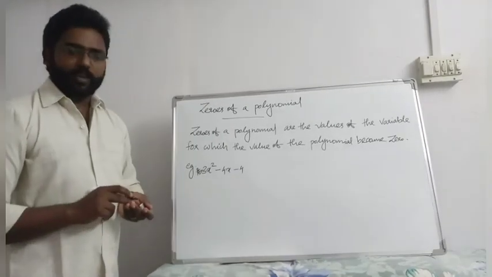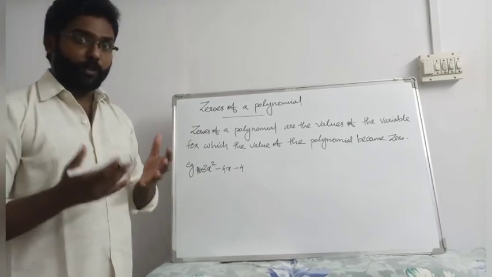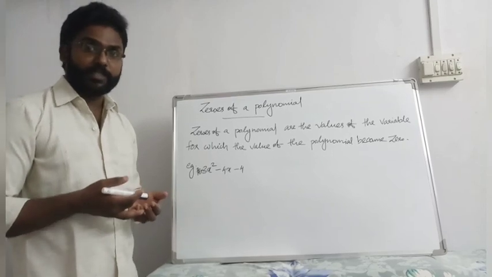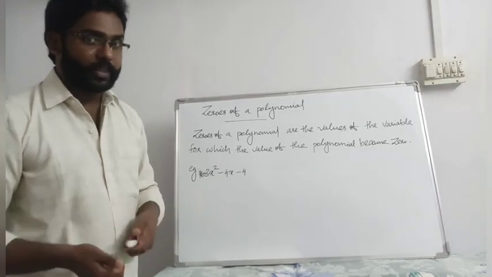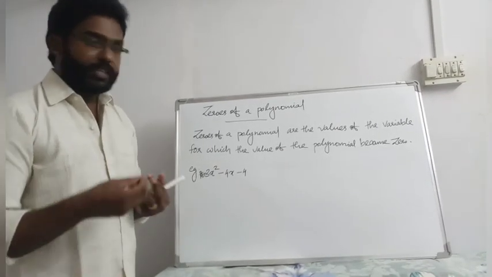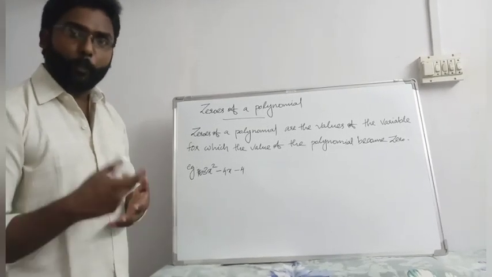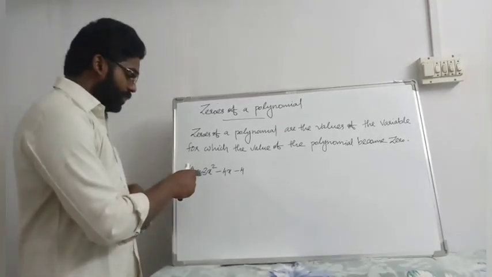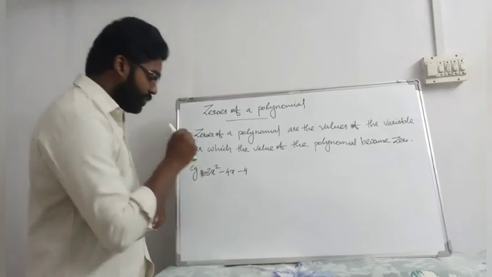We can check the zeros of this polynomial. For what value of x does this polynomial become zero? At first, we only know the trial and error method. What is the trial and error method? We put some values for the variable x. First we put 0, then 1, minus 1, 2, minus 2, and on which value this polynomial becomes 0, that is the zero of this polynomial.